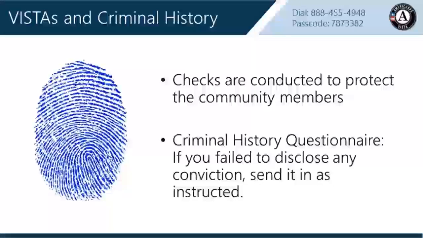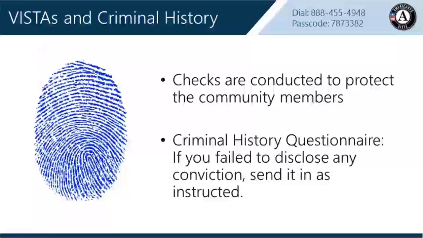If you failed to disclose any conviction in your my.americorps.gov application, please fill out the criminal history questionnaire that's included with the fingerprint cards and send it in as instructed. When the FBI report comes back, we will compare it to your disclosures in the application and on the form. If everything aligns, you will not hear from us. If there is a conviction that you have not disclosed to us, it is grounds for dismissal, and we will have extensive follow-up.